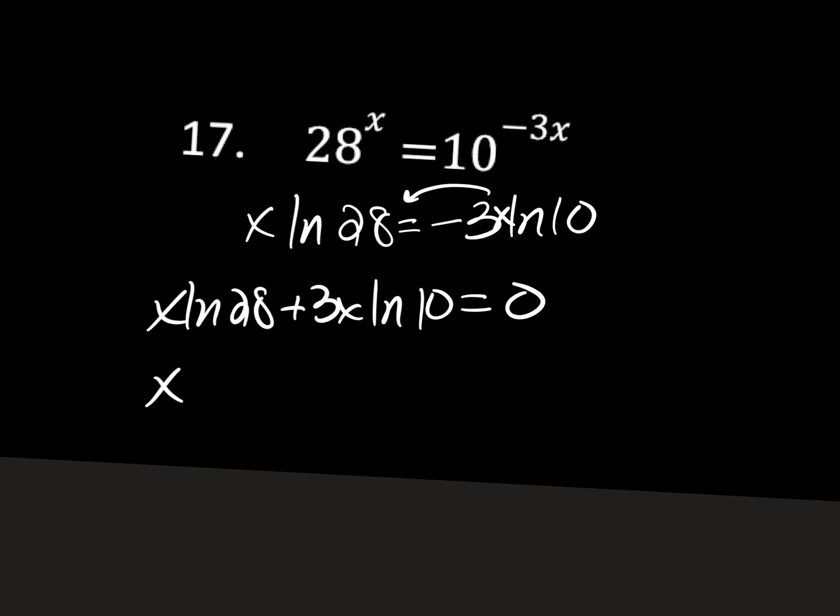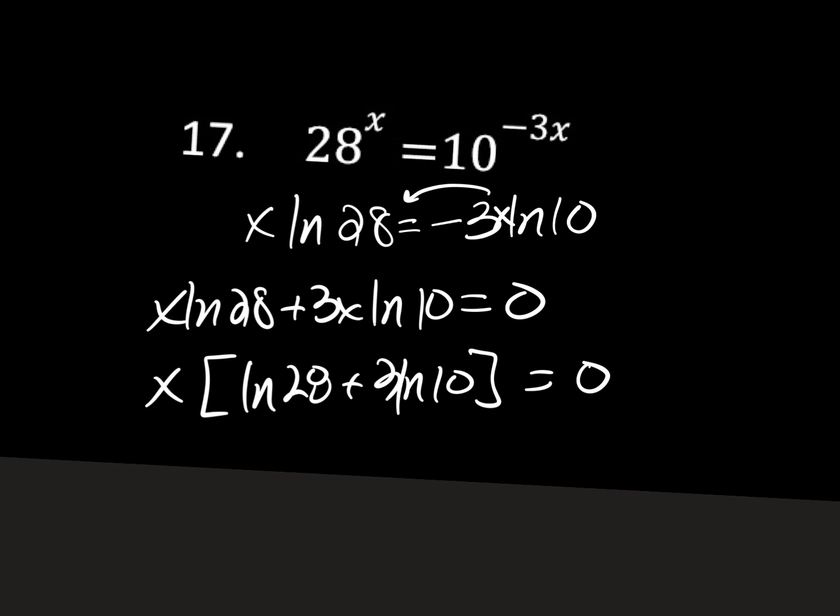To get the x, I'm going to factor out the x, which leaves me natural log 28 plus 3 natural log 10 equals 0. I didn't draw my L. Okay, now, to get the x by itself, because it says x times this, I'm going to divide both sides by this big old bracket. So I'm going to do 0 divided by all of this.